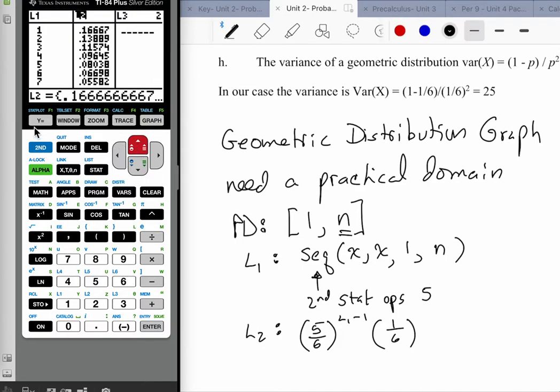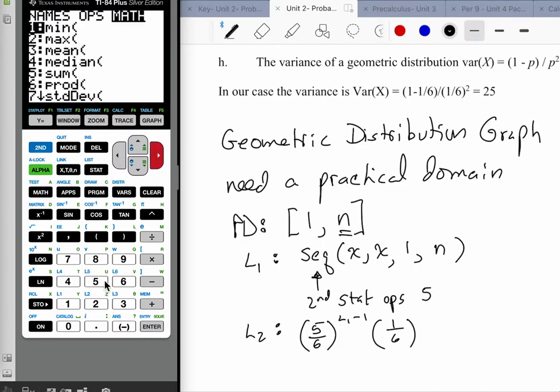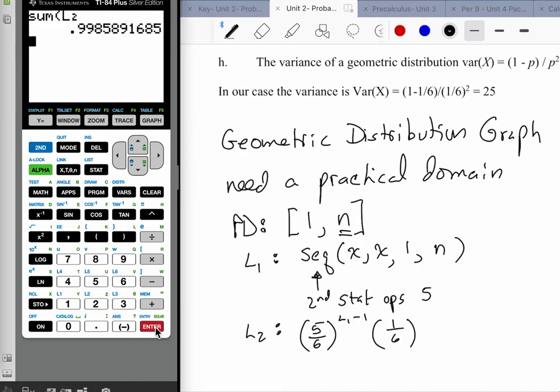All right. So if you actually get a 1, so second stat, math, 5, add up your L2. If you actually get a 1, then you must have gone so far in your L1 column that your answer rounded so close to a 1 that the calculator defaulted to a 1 as a result. But you can see here I'm getting a total probability of about 0.999. So if I really wanted to get to a 1, I'd have to go much further. But again, in the nature of a geometric distribution, you'd have to go out to infinity.